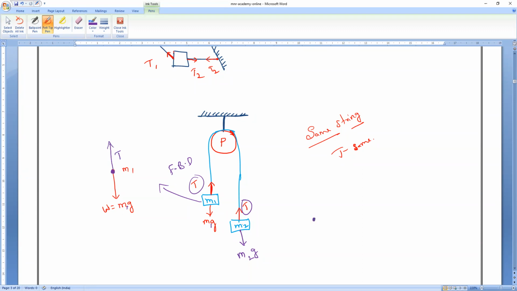Consider object 2, mass 2. One force is acting in the downward direction, M2g, and another force is acting in the upward direction. What force is it, everybody? Tension. Clear? That is what you have to do. Any doubt for anybody? You can ask.